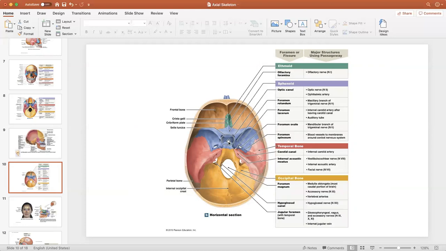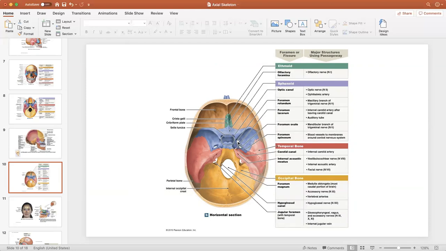This holds the pituitary gland. So that's an important landmark for the pituitary: it is in the sella turcica of the sphenoid. We can also see the ethmoid bone, the crista galli, and the cribriform plate of the ethmoid bone. And we know that through the ethmoid comes the olfactory nerve.